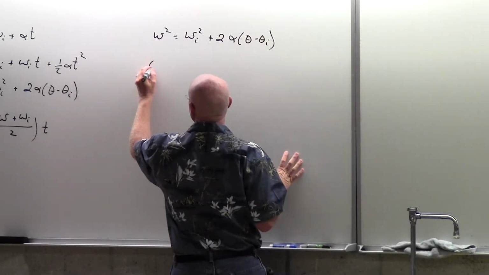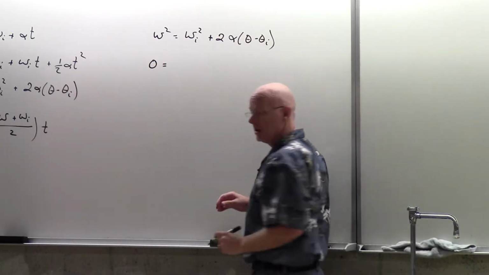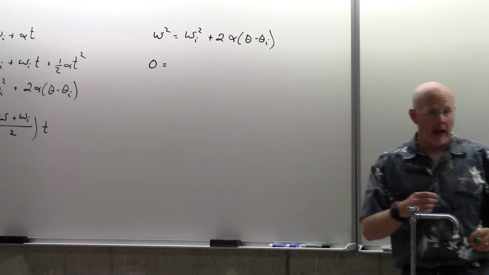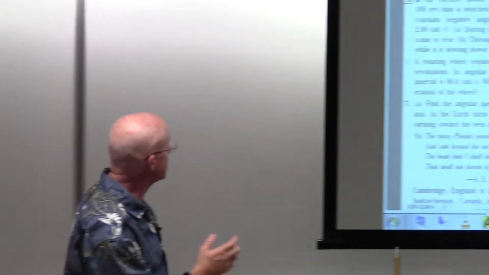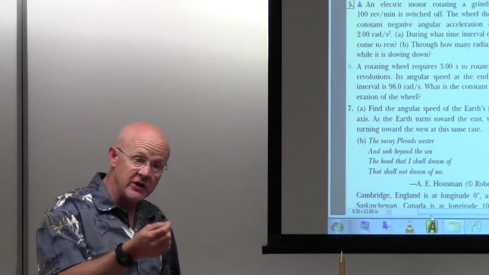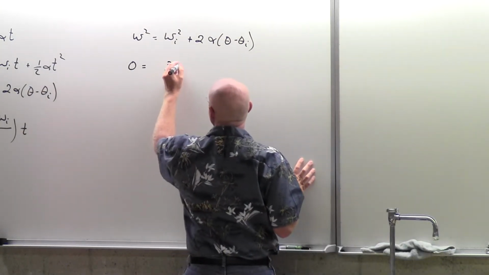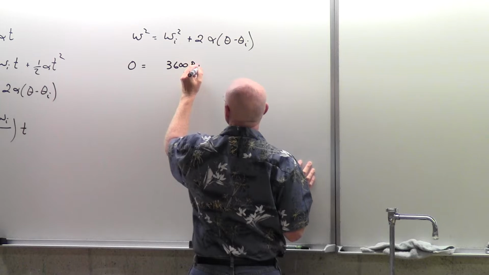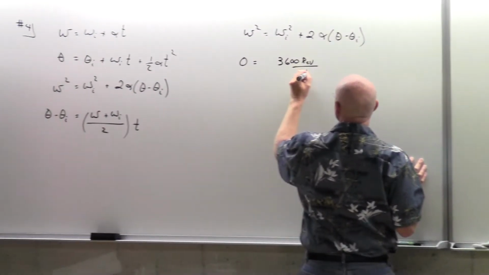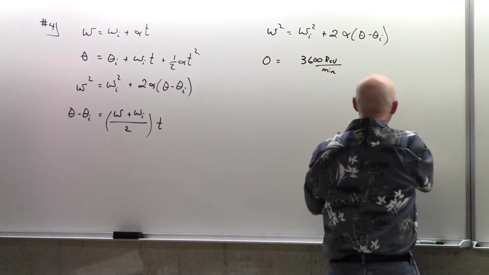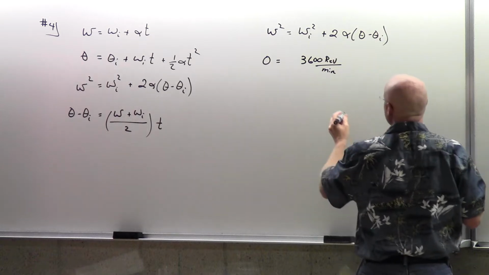And so looking at this, I guess the first thing I would do is put in here a 0, because it says, what is the acceleration is what we're looking for. Find the constant acceleration when it goes through 50 revolutions and comes to a stop. So the final speed is 0. Now the initial speed they have written down as 3,600 revolutions per minute. But I'm going to do some unit conversion.